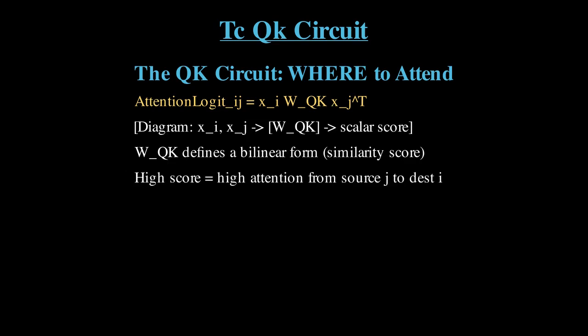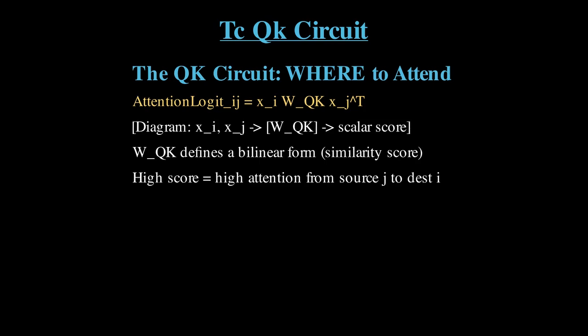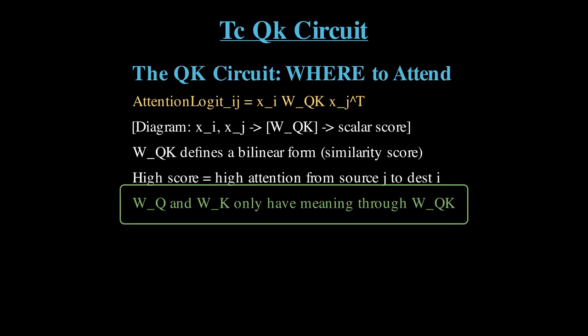The head attends when the projections of these two vectors onto the query and key subspaces align. This is the only way the query and key matrices appear in the computation. There is no independent meaning to W_Q or W_K. They are completely coupled through this bilinear form.